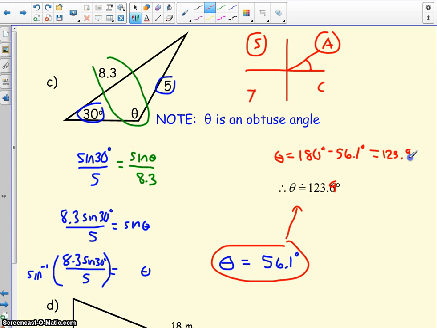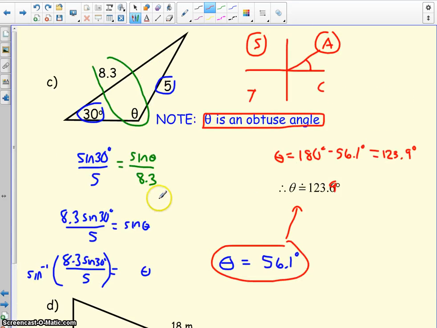So you have to be very, very careful now. We can't necessarily just blindly accept every answer a calculator gives us. We have to make sure it makes sense given the diagram. In this case, theta is clearly obtuse, so the angle that our calculator is giving us is wrong and has to be adjusted for. We have to find the answer in quadrant 2, not in quadrant 1.